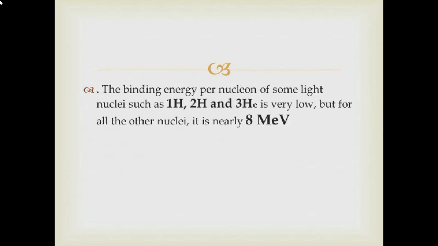The binding energy per nucleon of some light nuclei, again remember, such as 1H, 2H and 3He, is very low, but for all other nuclei it is nearly equal to 8 mega electron volt. A fill in the blank question they can ask: what is the binding energy per nucleon other than these elements? It is 8 mega electron volt.